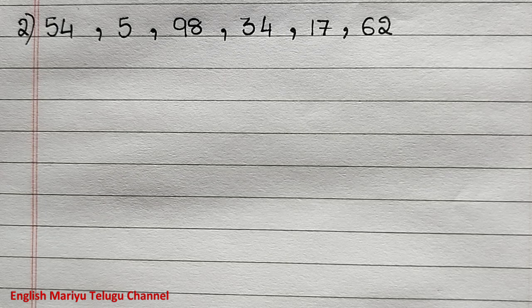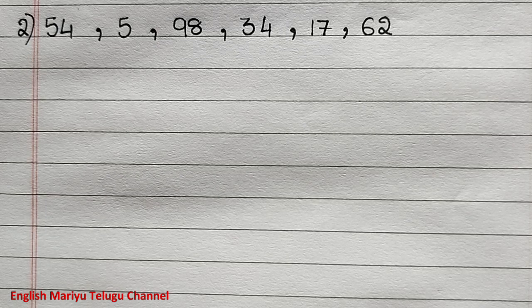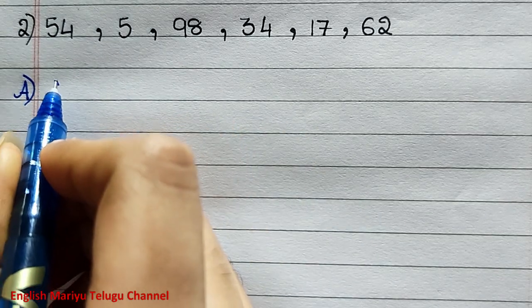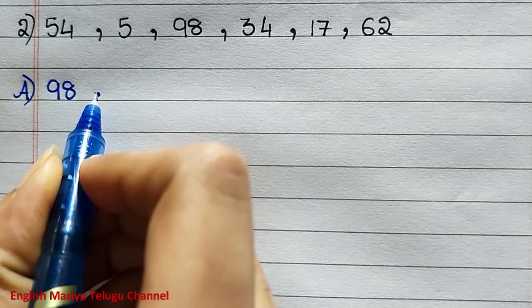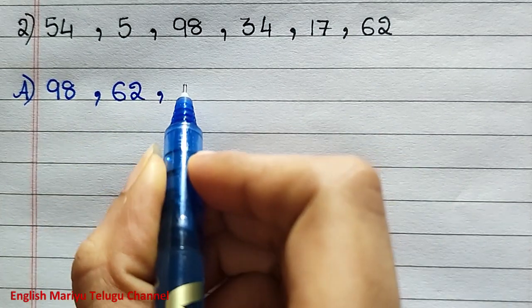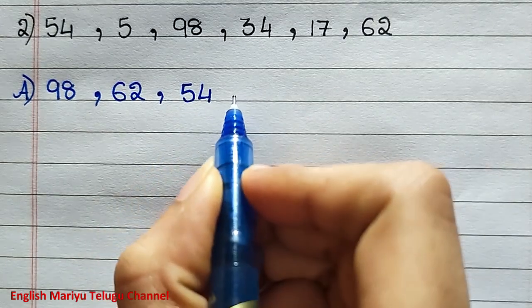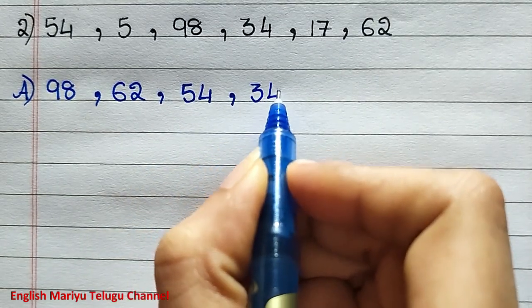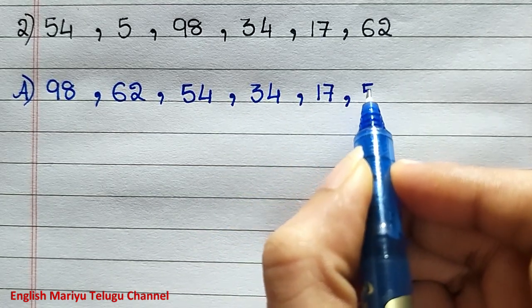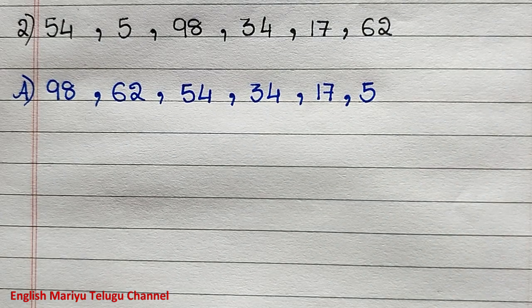Second question: 54, 5, 98, 34, 17, 62. Answer: 98, 62, 54, 34, 17, 5.